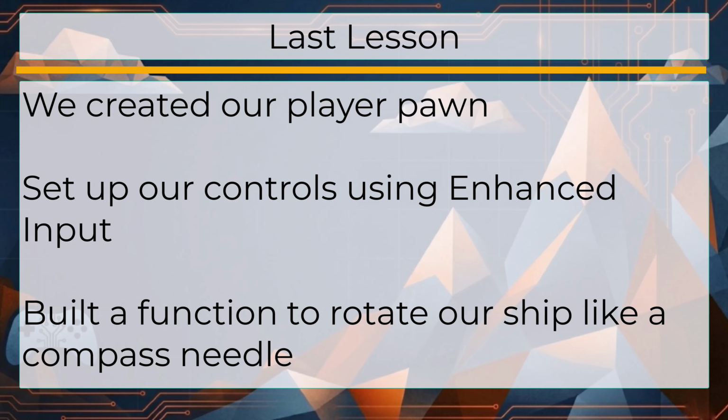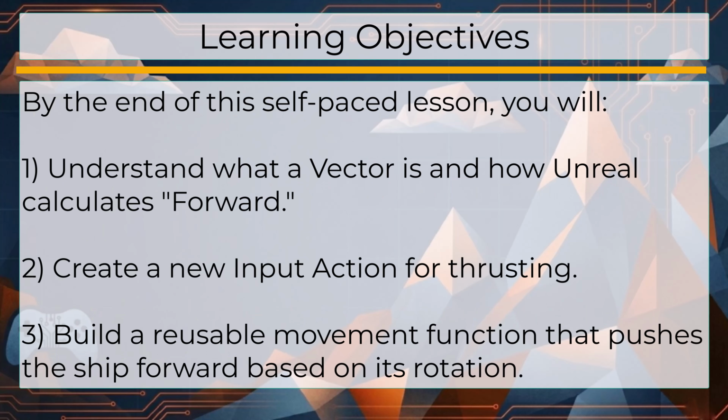Hey everyone, welcome back. In the last lesson, we created our player pawn, we set up our controls using an enhanced input, and built a function to rotate our ship like a compass needle. Now, your ship can point in any direction, but it's still stuck in the center of the screen. In this lesson, we're going to build the propulsion system. We'll learn how to take the direction the ship is pointing, multiply it by the thrust speed, and translate that into actual forward movement across our deep space mapping.